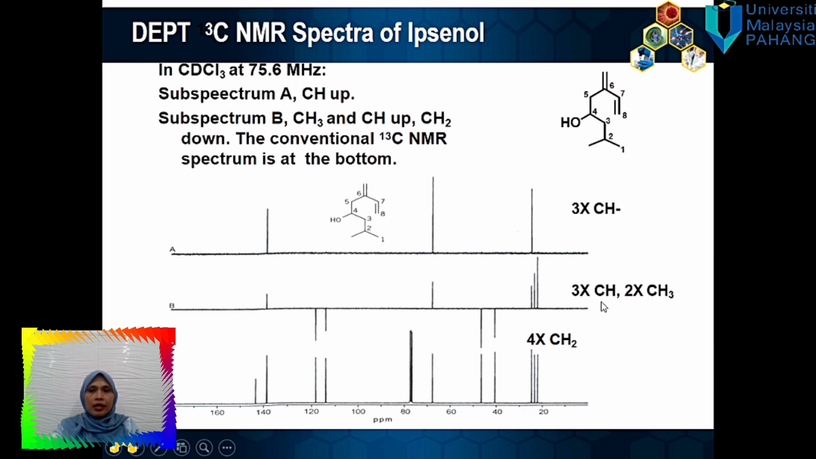Because some quaternary carbon do not appear in DEPT 135. Why only appear 3? Actually the 10 carbon appear in this structure because this one only CH appear. That's the C13 NMR spectrum. This is called one type of 2D NMR.